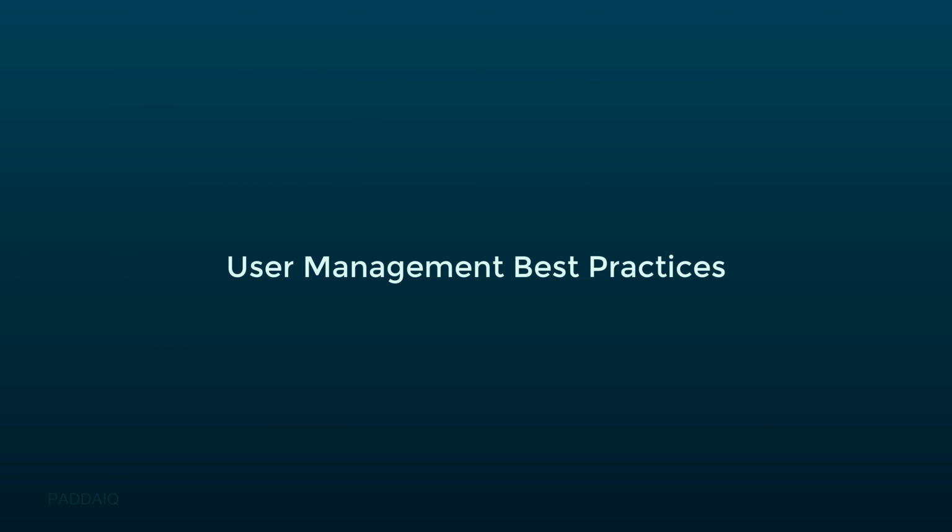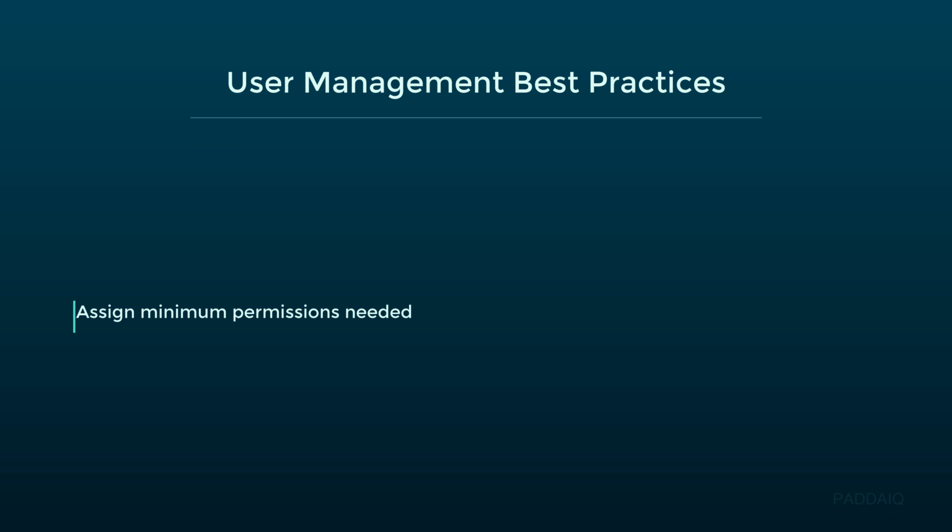User Management Best Practices for Enterprise Applications. Assign minimum permissions needed. This means giving users only the access essential for their specific tasks, nothing more. For example, a developer should get permissions to deploy apps but not to manage user accounts. This reduces security risks and prevents accidental changes, keeping your environment secure and stable.